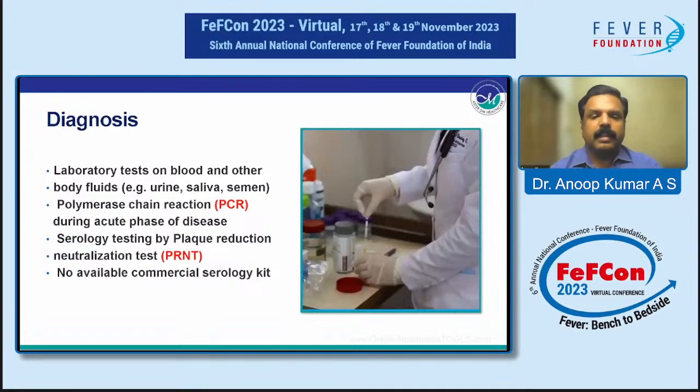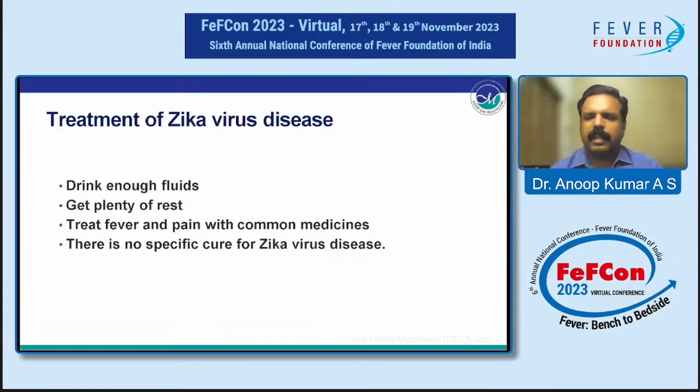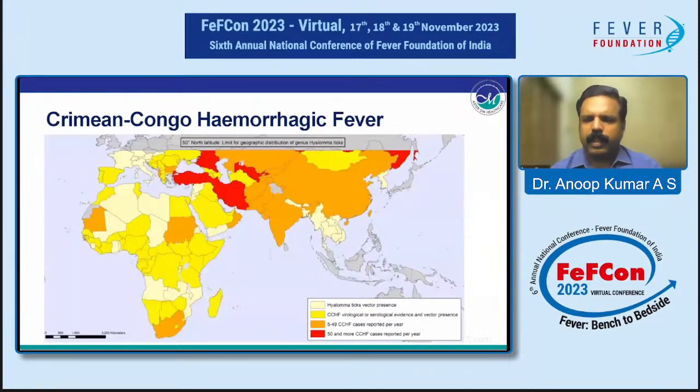The diagnosis is usually with a PCR in the initial phase. Later on, we will have to do an antibody test, but the antibody can cross-react with chikungunya, dengue, etc. So we will have to do the specific test called plaque reduction neutralization, where the live virus is inactivated with sera containing antibody. The treatment is just supportive treatment, like dengue fever. Usually the mortality is also very low.